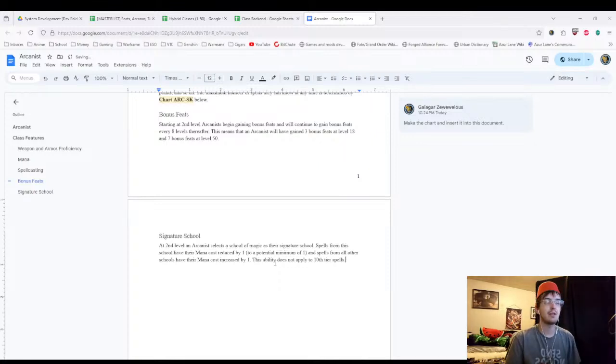Because the 10th tier spells are still broken and overpowered, and they're still going to be pretty powerful once I go through them again and apply the appropriate nerfs, but I think that last sentence will still hold over even after the changes. So there's that. Signature school, yada yada.